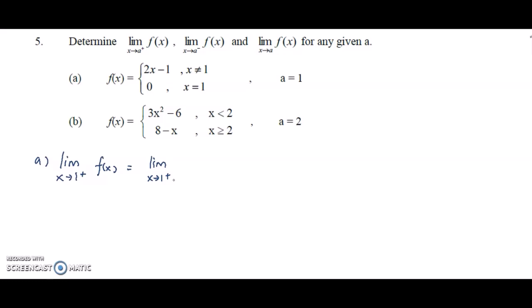Let's take 1.0001 maybe. So ask yourself, is 1.001 for the first interval or second interval? Because the second interval is just for x equals to 1. And for any other value of x except x equals to 1, we take the first interval. Alright, so 1.001 will fall in the first interval. So we take the function of f(x), and we will substitute this f(x) as 2x minus 1.